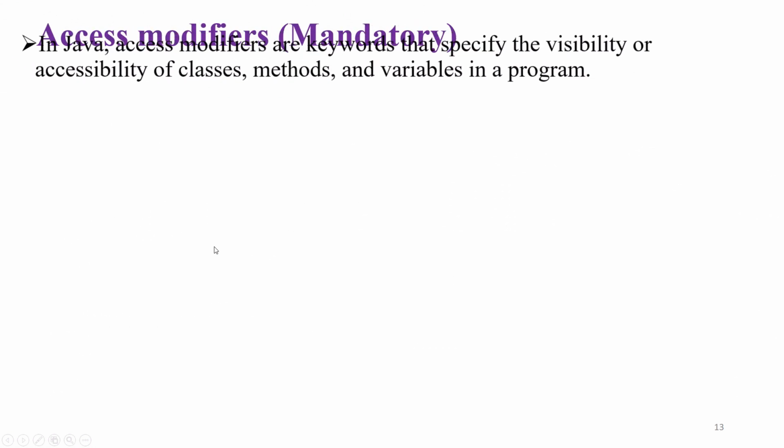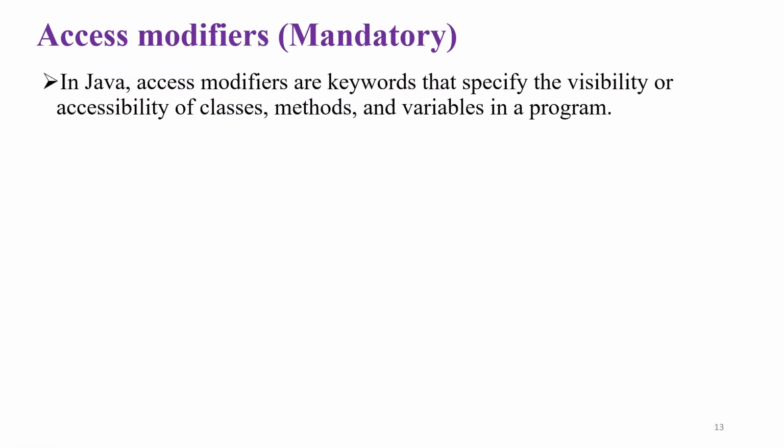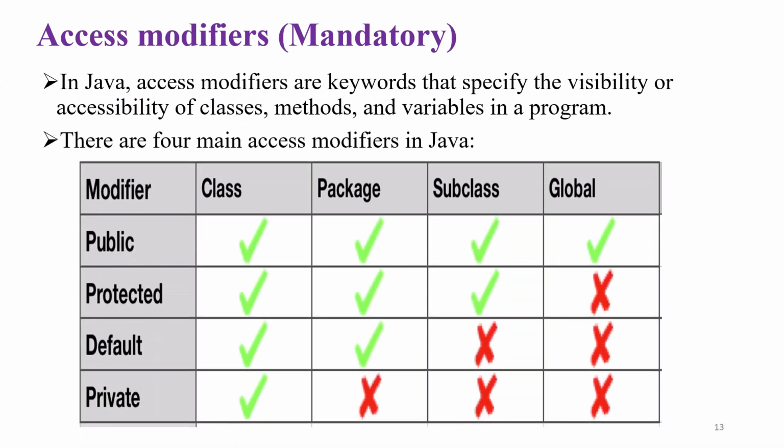When declaring a variable, it is a crucial idea to think about its access modifier. In Java, access modifiers are keywords that specify the visibility or accessibility of classes, methods, and variables in a program. There are 4 main access modifiers in Java: public, protected, default, and private.